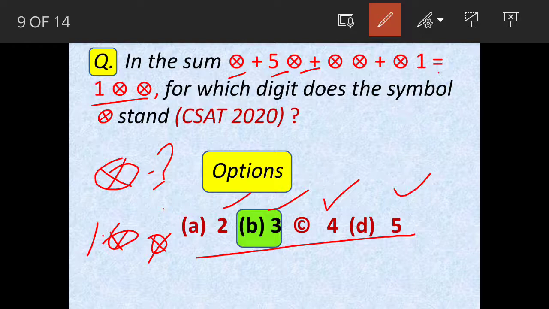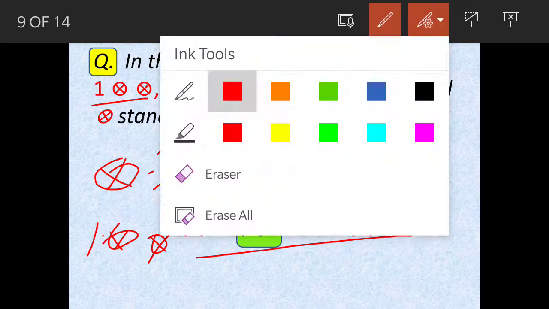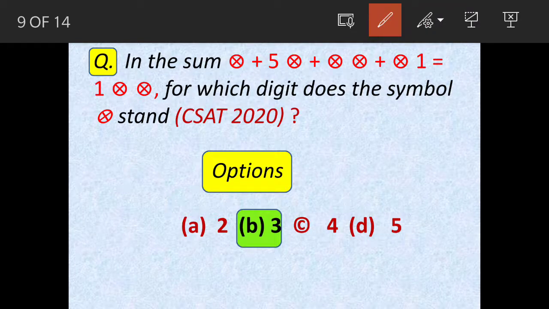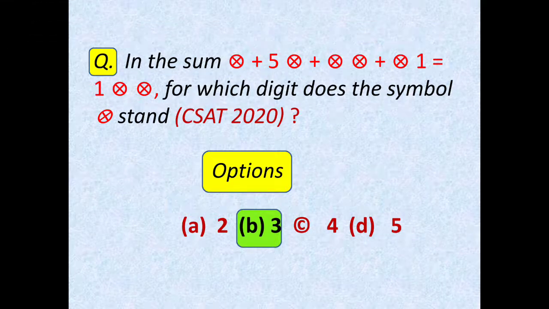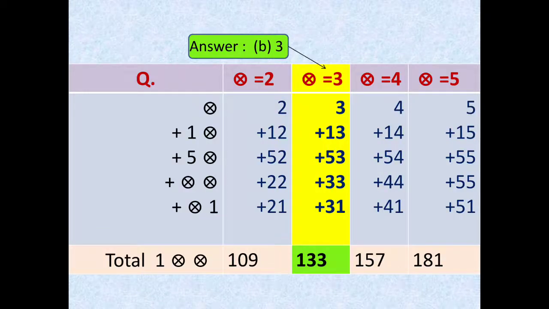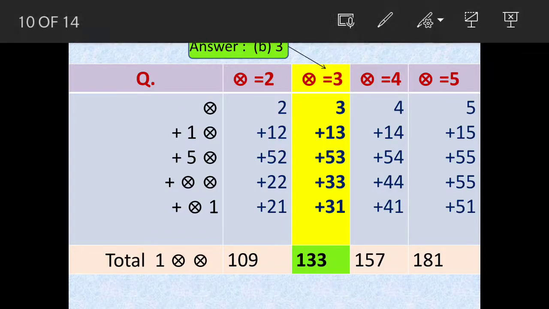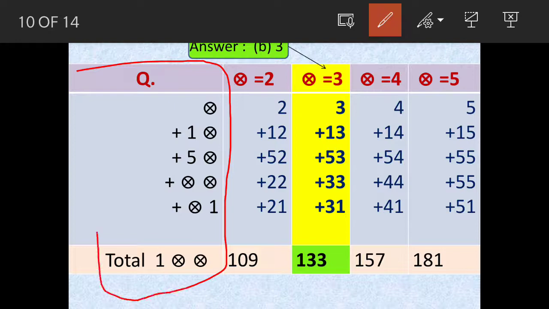We'll see how. I'll erase the markings. Read the question. This is a CSAT 2020 question. Now I solve the question here. This is our question.